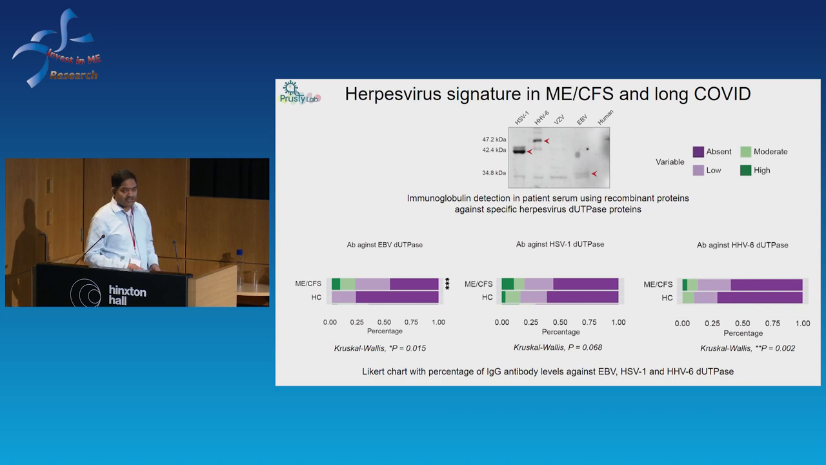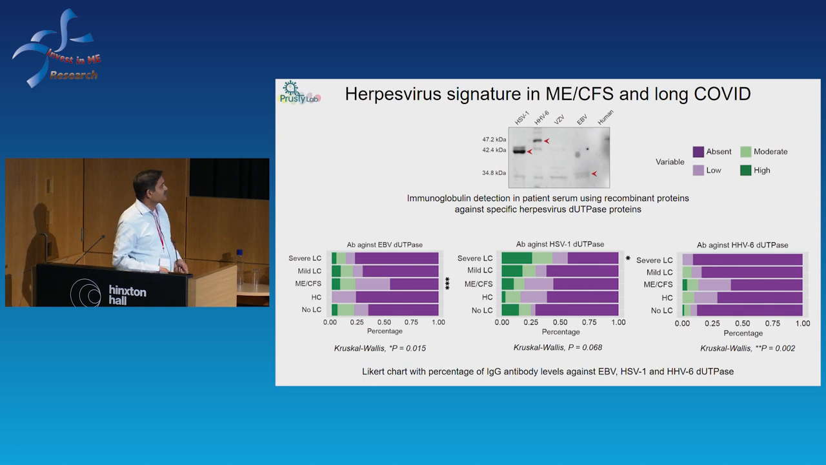Now what we see in ME/CFS patients, as a comparison, you can see that normally ME/CFS patients have a very strong IgG response against EBV dUTPase, HSV-1 dUTPase, as well as HHV-6 dUTPase. The EBV dUTPase response is statistically significant, not all, but still there is a trend towards more virus reactivation. But if we look into the long COVID groups, we see that the antibody response against HSV-1 dUTPase is visible in more than 50% of severe long COVID patients, and there is a trend of increase. Surprisingly, for EBV and HHV-6 dUTPase, there is an inverse correlation, meaning the more severe the patient is, the less the antibody response is.